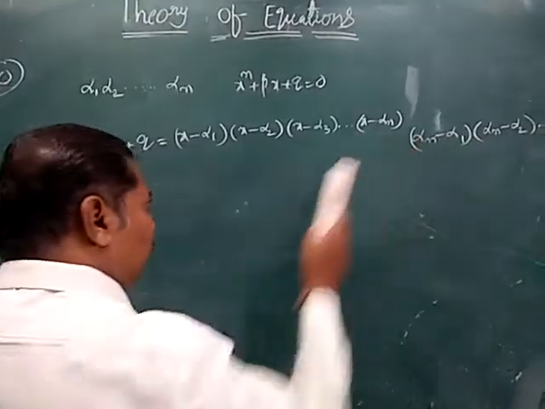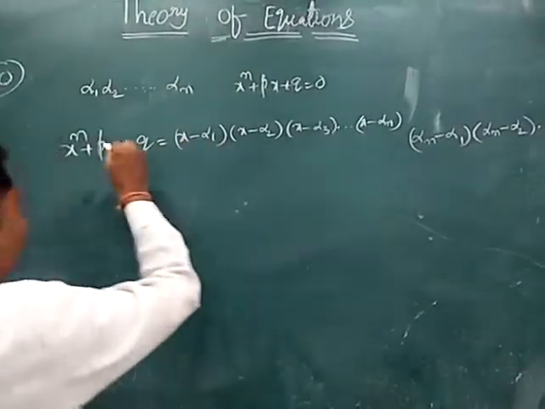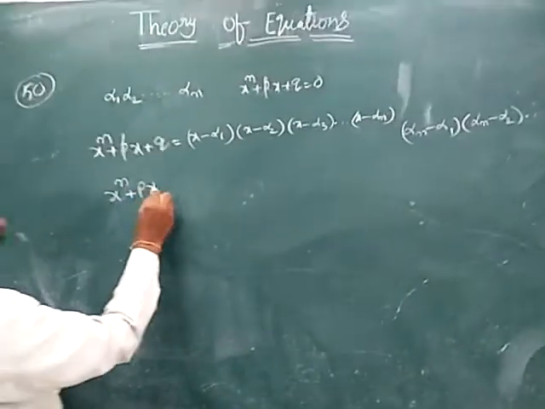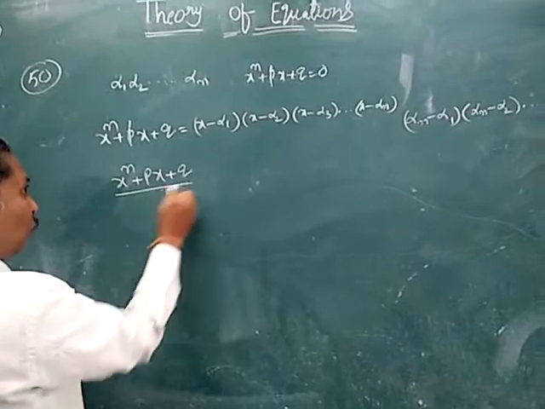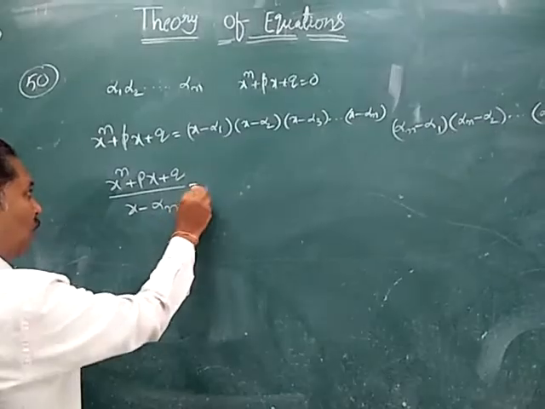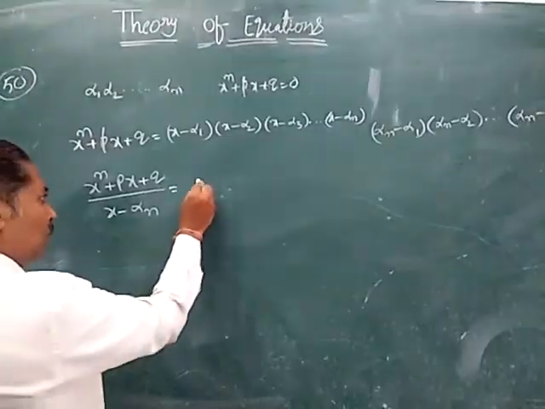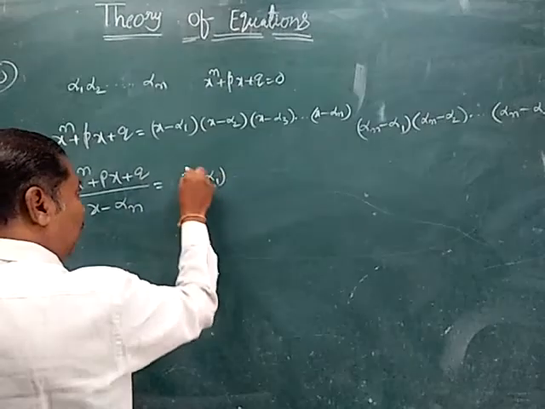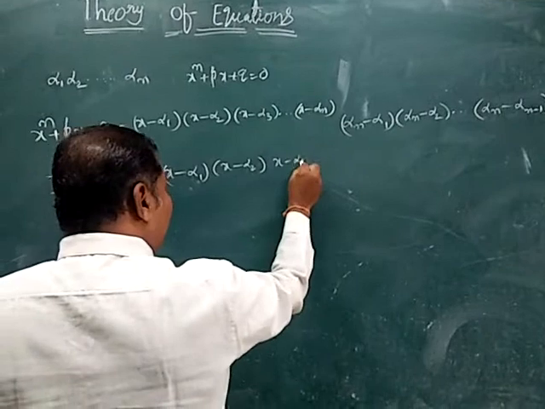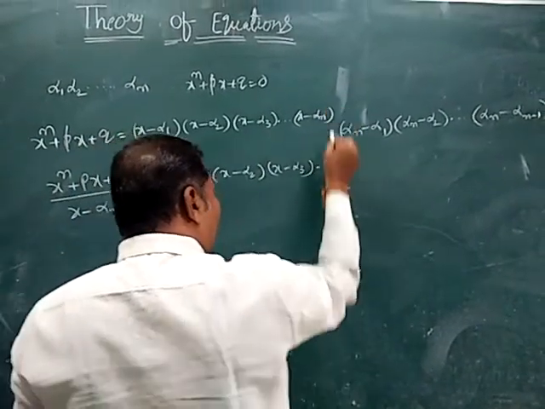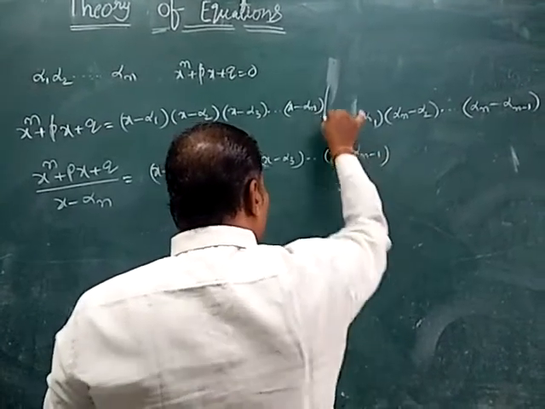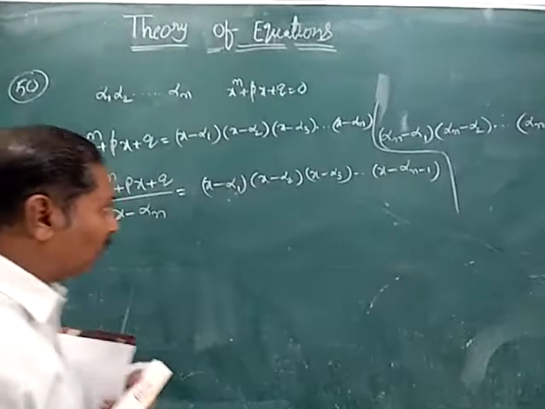We want this value. Take this one into the LHS. (x^n plus px plus q) by (x minus alpha n) equals (x minus alpha 1)(x minus alpha 2)(x minus alpha 3) and so on, up to (x minus alpha n minus 1).